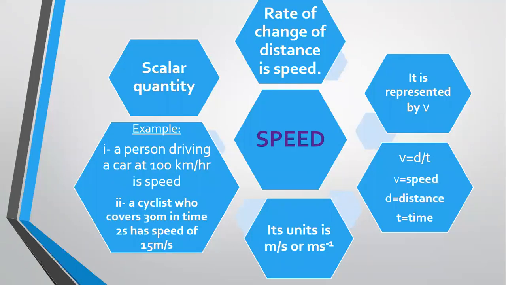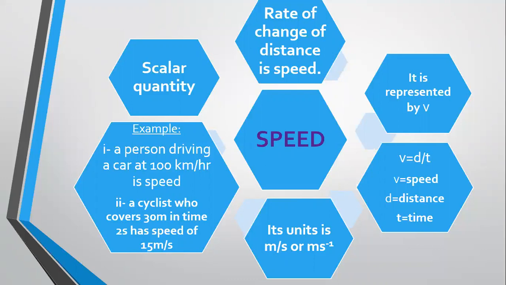Let's get familiar with the terminologies of speed and velocity. First, speed. Rate of change of distance is speed. Whenever we use the word rate with any physical quantity, it means we are describing the change of that physical quantity with respect to time. It is represented by small letter v. v is equal to d by t.